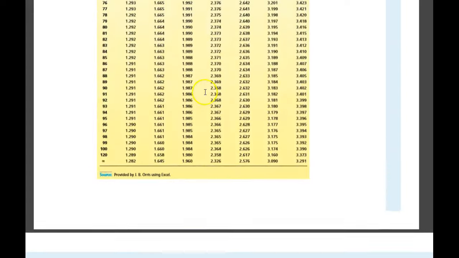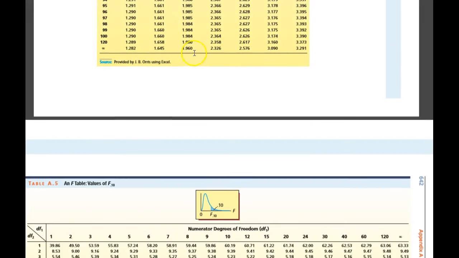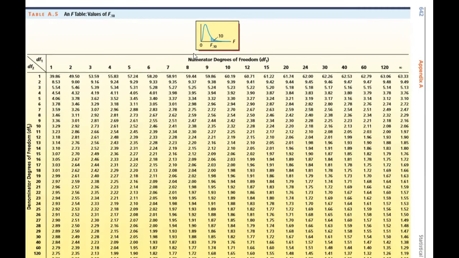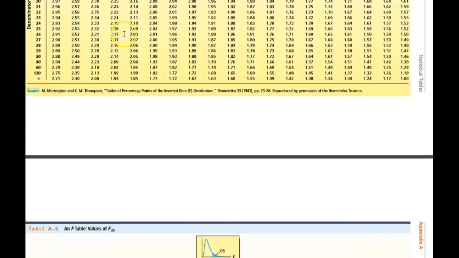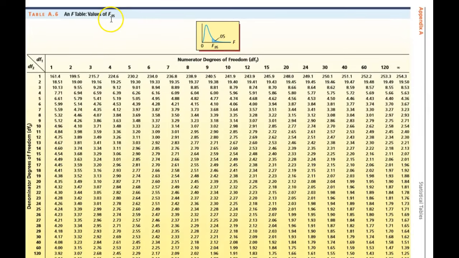These tables are set up a bit differently. Each table is its own alpha level. So this is the table for 0.10 alpha. Now we got to look for the 0.05 alpha right here. So this table right here.